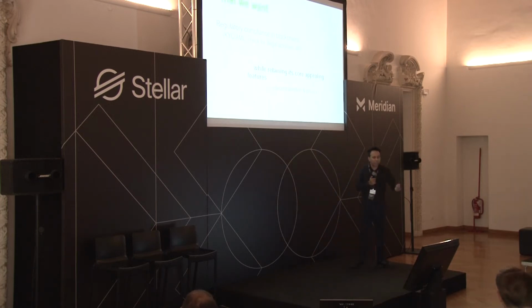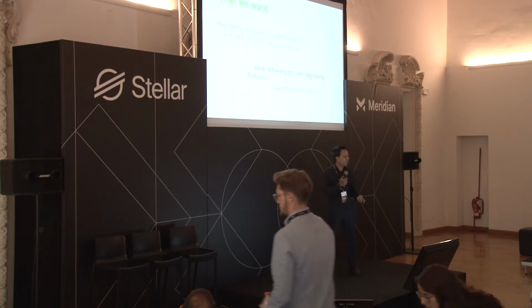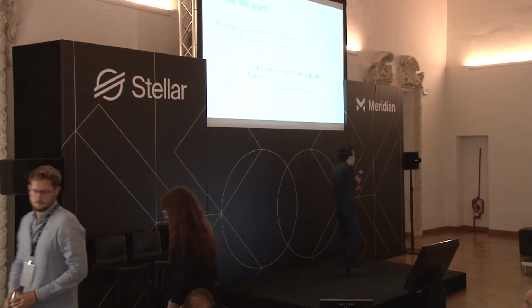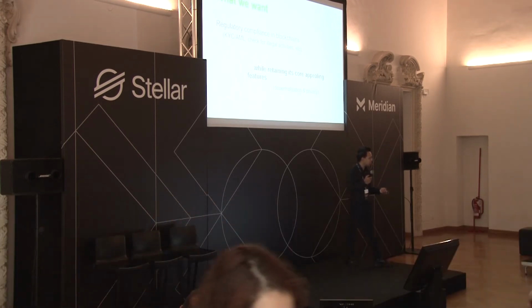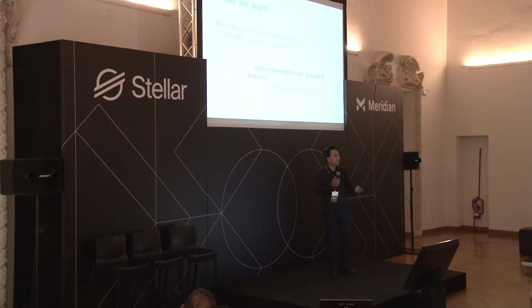So I'm not going to discuss what kind of regulation compliance we should support in blockchains and so on. I only care about the following: that if we all agree that we should have regulation compliance in blockchains, then we should be able to do so while retaining the core appealing features of blockchains. So in particular, any regulatory compliance that we support should not really compromise features like decentralization and privacy, etc. That's the premise that I want to start with.